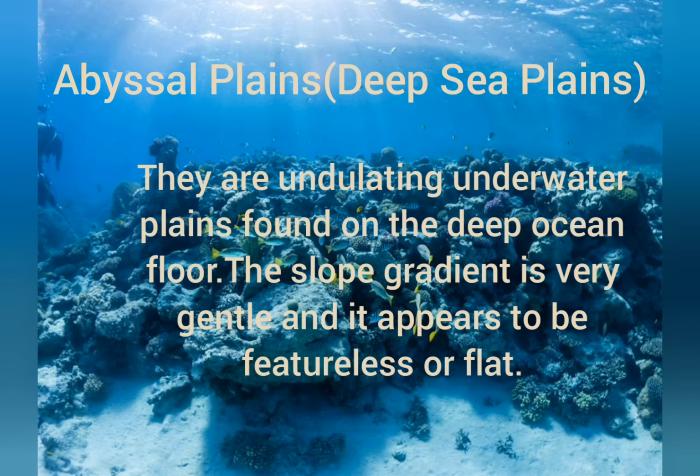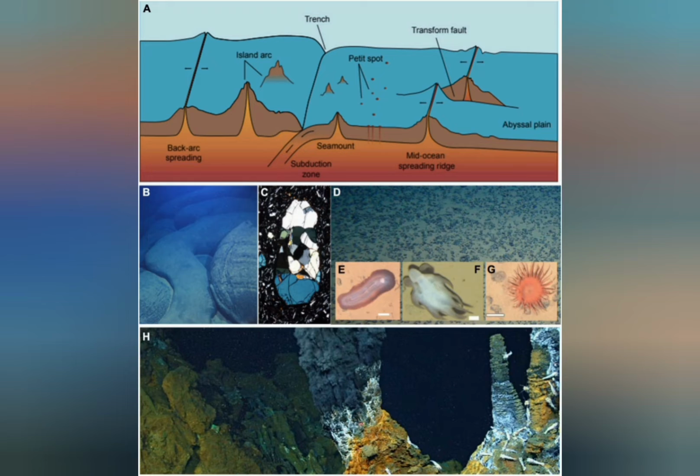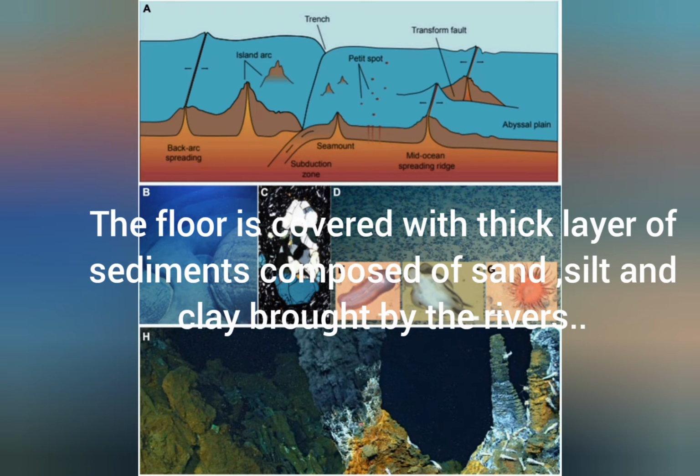Now come the abyssal plains, or the deep sea plains. They are undulating underwater plains which appear to be featureless, very gentle or flat. The floor of the abyssal plain is covered with thick sediments, the materials that have been brought down by the rivers and deposited here, like silt, sand, clay, pebbles, rocks, etc.